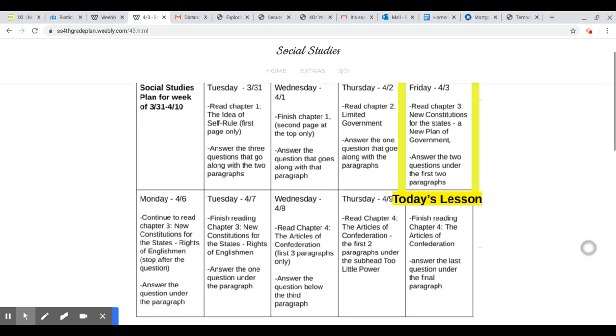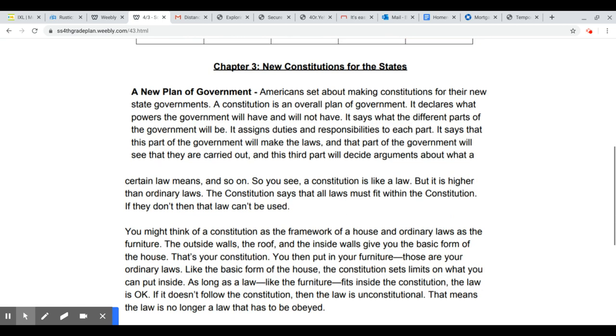Today we're going to read the beginning of Chapter 3 and answer the two questions under the first two paragraphs. Chapter 3, New Constitution for the States.